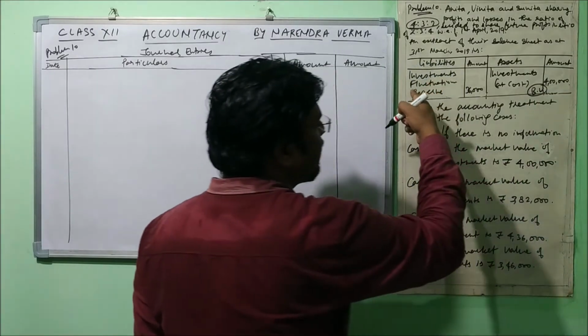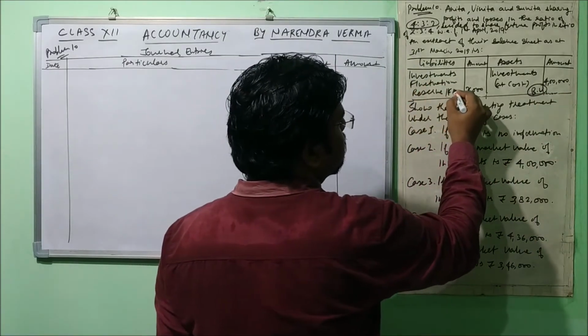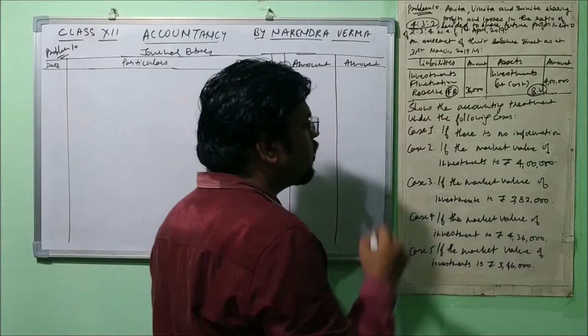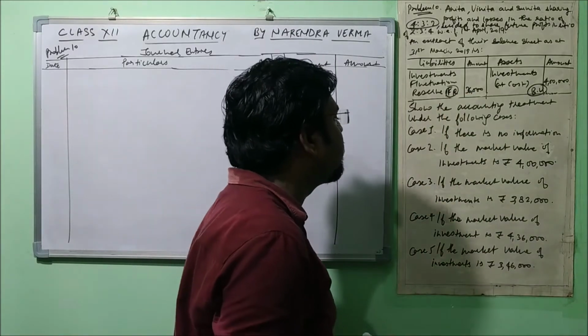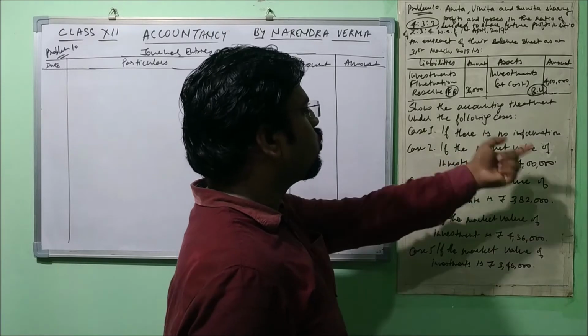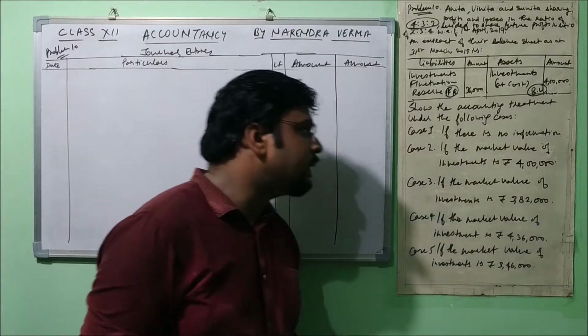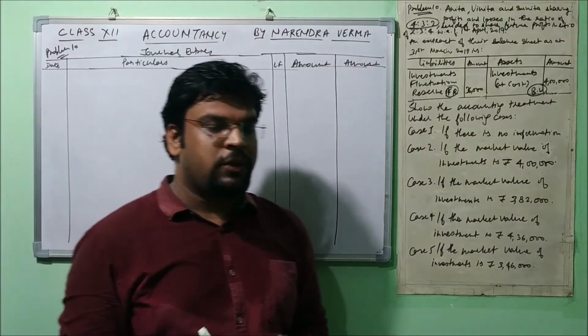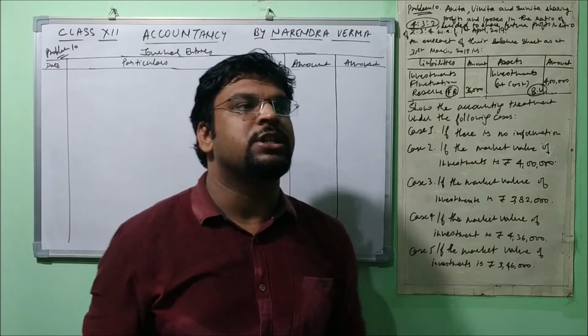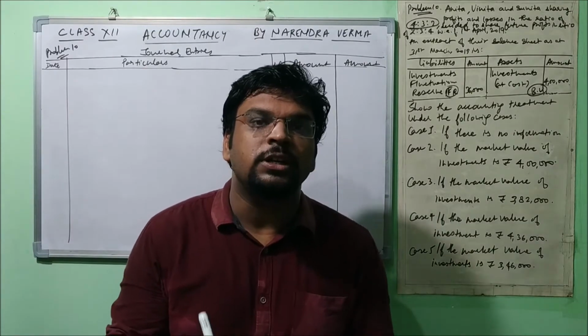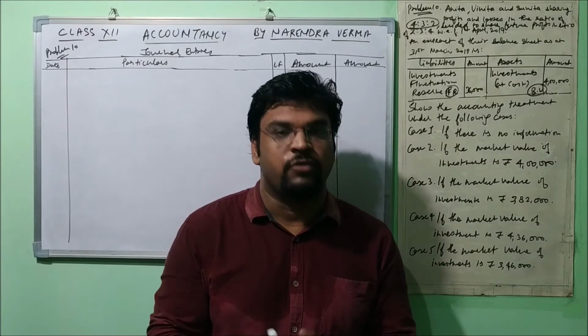That is investment fluctuation reserve. In short, we call it IFR. Show the accounting treatment under the following cases. Case 1, if there is no information. If in any question some other information is given, but no information is given related to the market value of the investment.